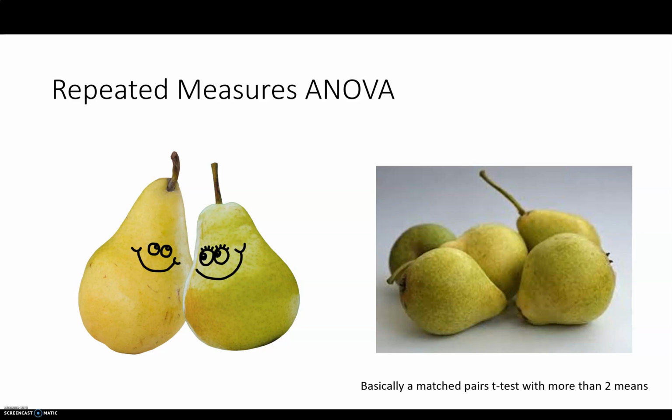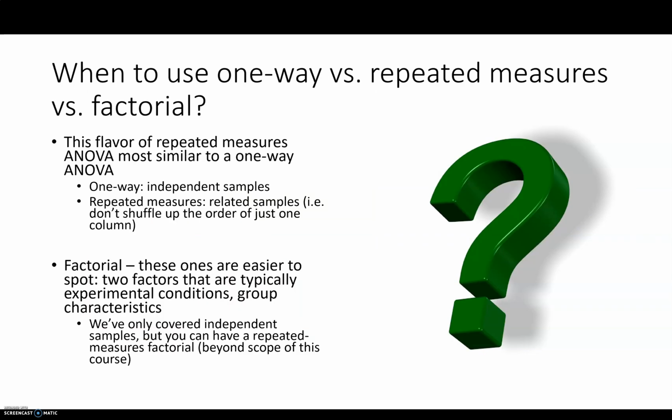Okay, and it would also apply if you have groups that come in triplets, data that comes in triplets or quadruplets. So it's when you've got more than two means that you want to use this repeated measures ANOVA. But the same principle applies if you've got related samples where you don't want to shuffle up the order of just one column, then you want to use a repeated measures ANOVA instead of a one-way or a factorial.